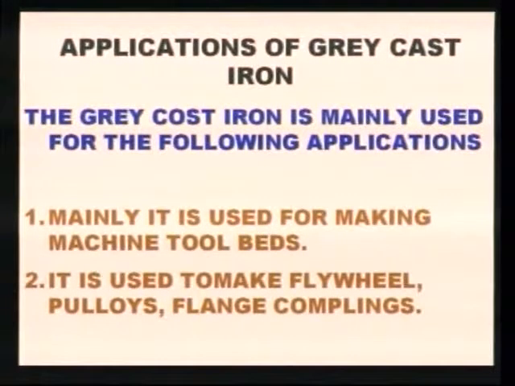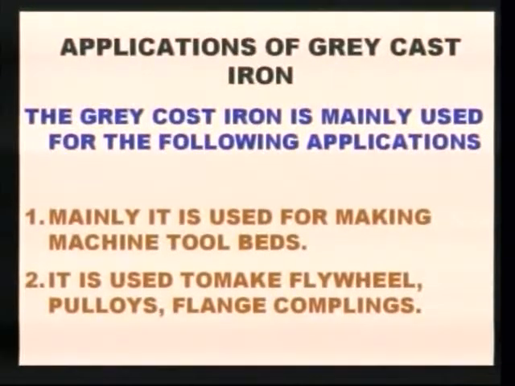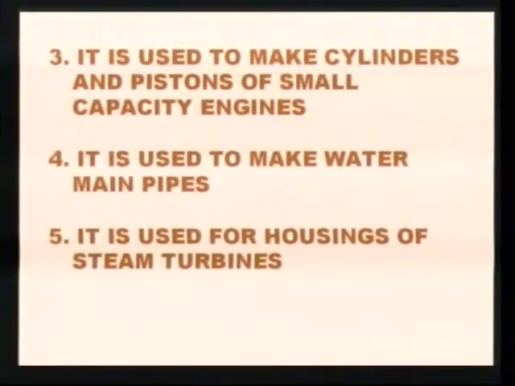The gray cast iron is mainly used for the following applications. It is mainly used for making machine tool beds. It is used to make flywheel pulleys, flange couplings. The third application is it is used to make cylinders and pistons of small capacity engines. Fourth, it is used to make water main pipes. And the fifth application is it is used for housings of steam turbines.